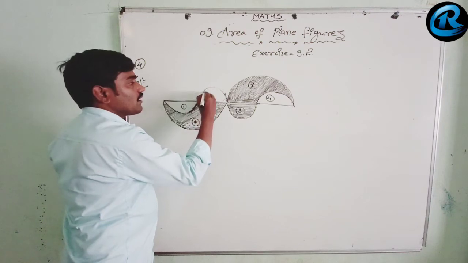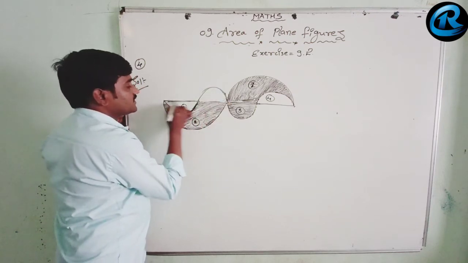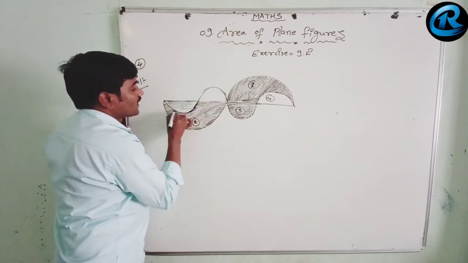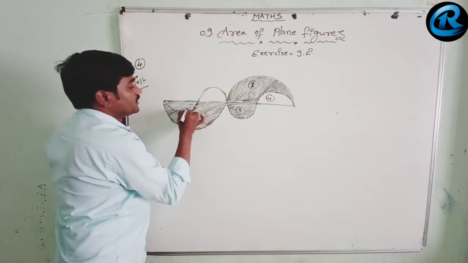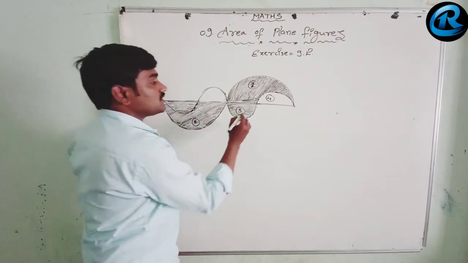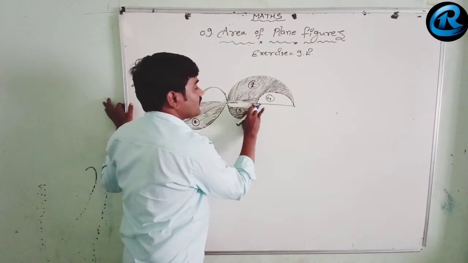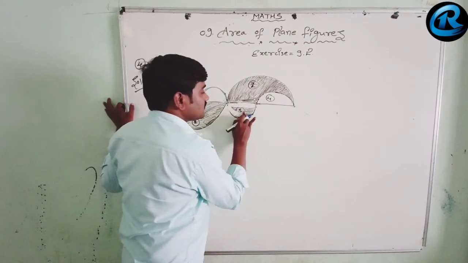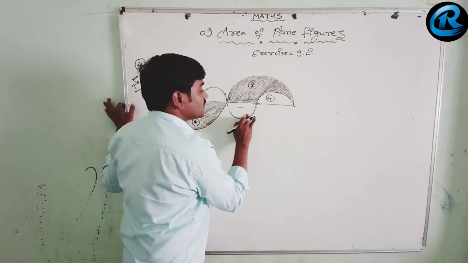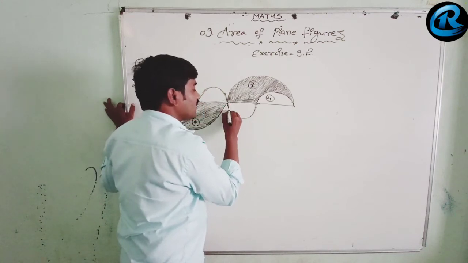Here it will be shaded completely. So see what I am going to do. This one I will replace here. The same semicircle will be replaced there because all have equal radii.